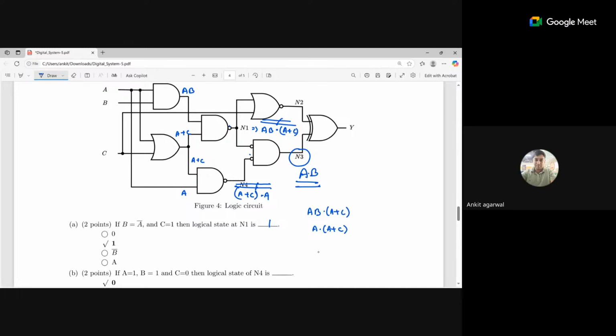Now if we do the ANDing of this one, AB, A plus C dot A plus C. This and this are both the same, so it is AB, A plus C. We solve this one, so it is AB, A plus C. I get A, B plus C. A into B plus C.